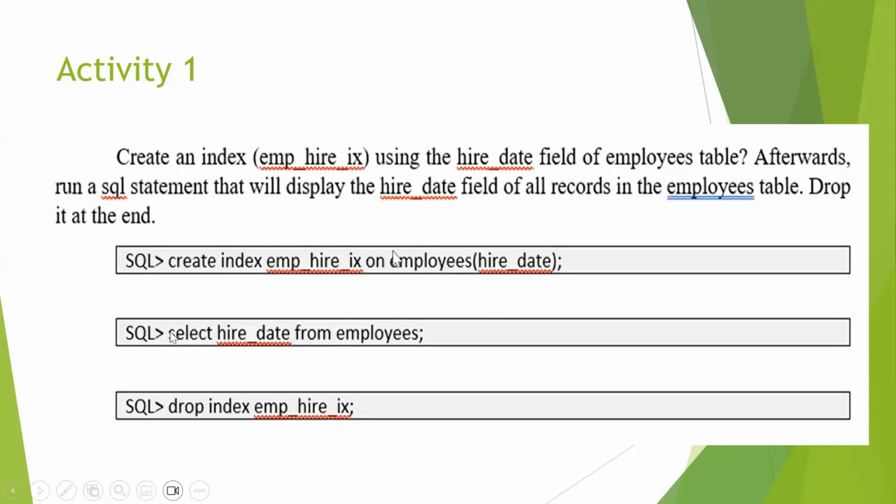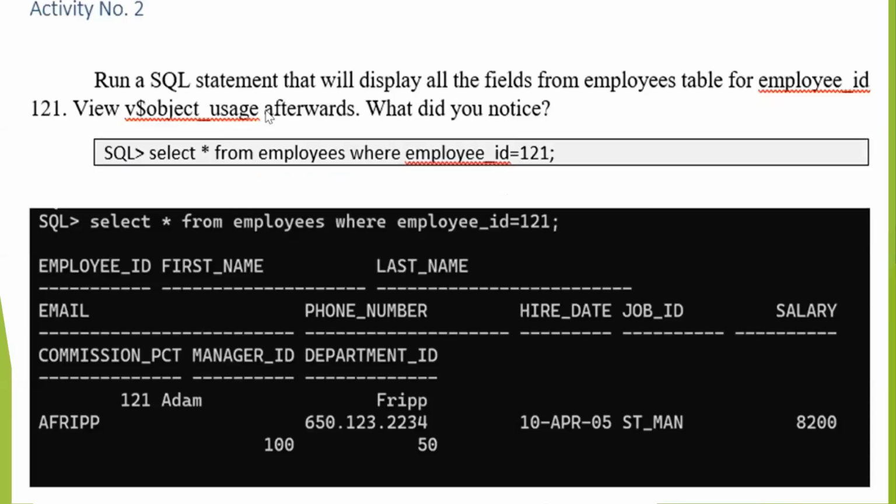Then after creating it, now you need to select the hire date from the employees, and finally you need to see that if we don't need the indexes, I tell you that indexes are very good for improving the database speed and operations, but at the cost of extra storage. So if you don't need any index anymore, the good thing is to drop that index, right? So this is the command you can use for dropping the index.